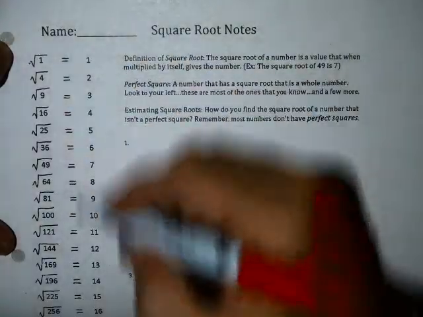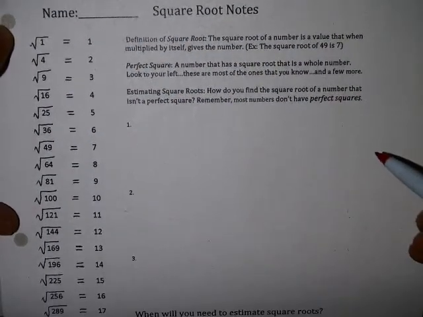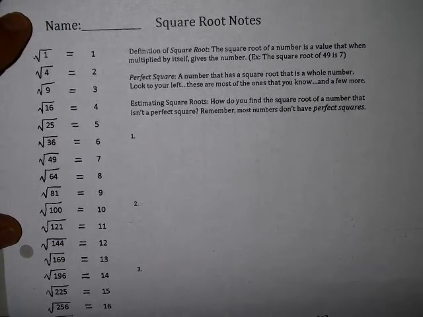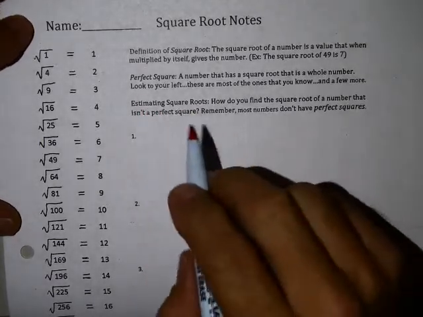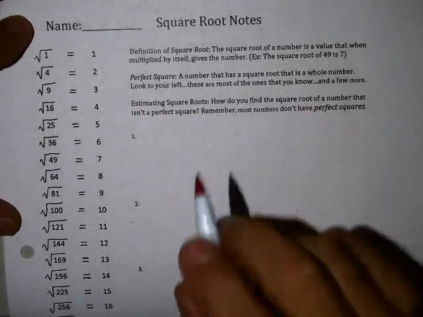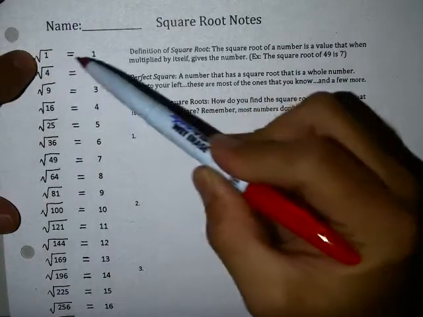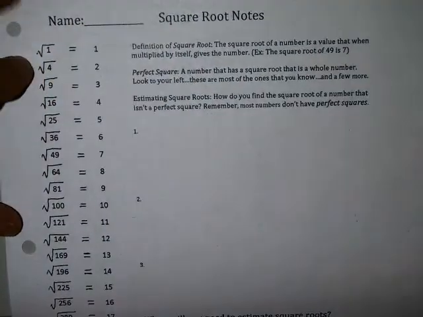A perfect square. Well, there's a list of them right here on your left. Most of them you know, and there are some extra that you may not know or may sort of recognize, but they're there for you in case you ever need them. And again, a perfect square is a number that is a square root that is a whole number. So again, look to your left. These are the ones you know, and a few more. So again, whole numbers. Square root of 1 is 1. Square root of 4 is 2. Square root of 9 is 3, and so on.